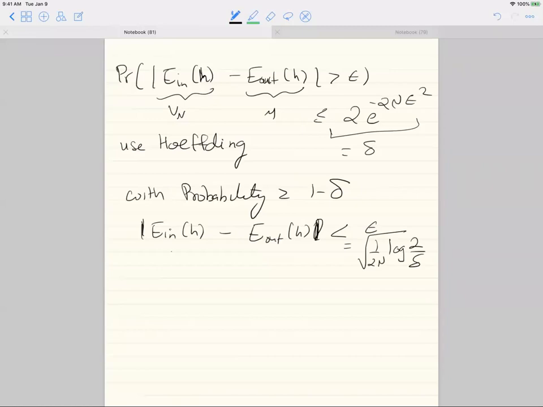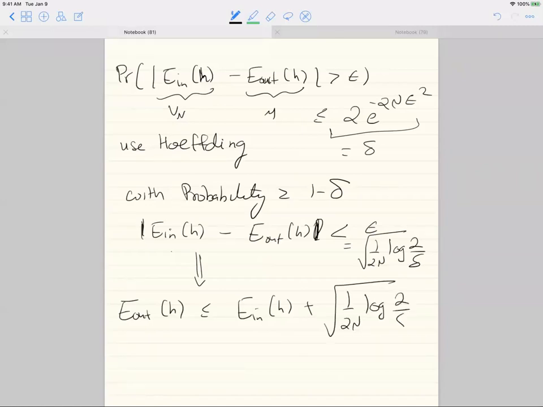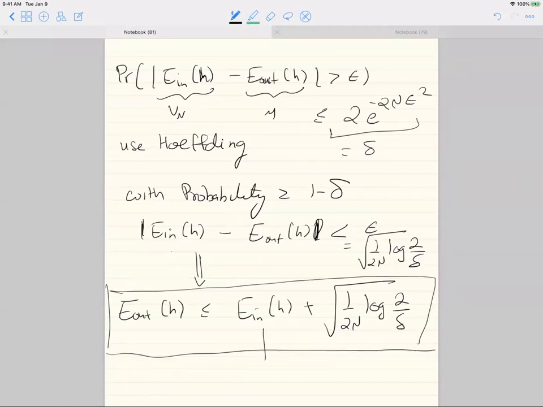Now, in practice, what we want is an upper bound on the test error. So from this, we just take one side of the inequality, and what we have is that E_out of H is less than E_in of H plus square root of 1 over 2n log 2 over delta. So this says that if our training error, E_in of H, which we can compute, is small, then with high probability, our test error will also be small. It will be less than the training error plus a term that decreases as 1 over square root of n, where delta, remember, is our confidence parameter.